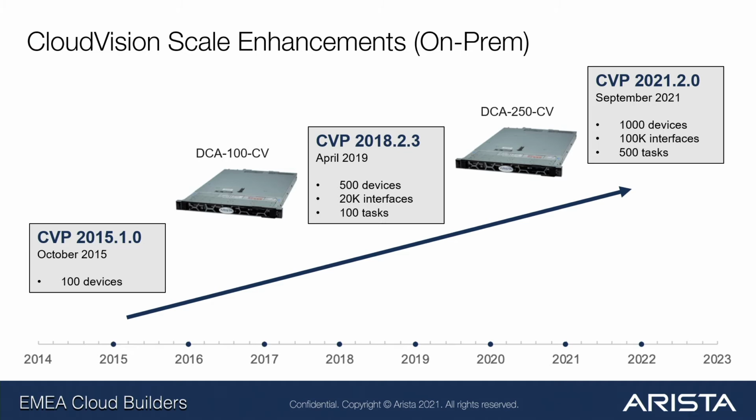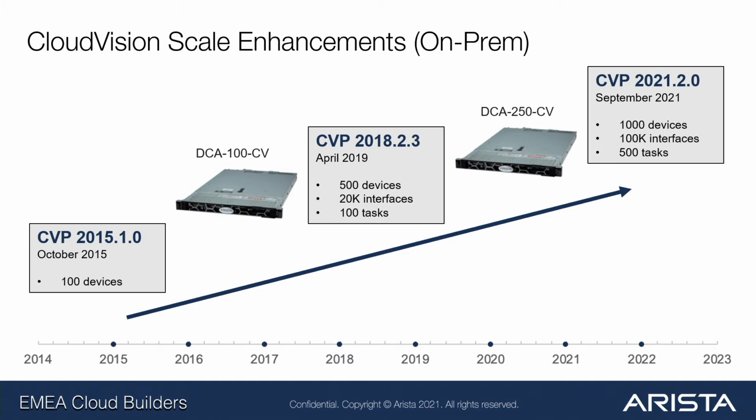The other area enhanced is scale and performance of the CloudVision platform over the various releases. It's interesting to look back. The 2015 release supported 100 EOS devices, and you can see over the subsequent releases we've enhanced the system in various ways. We can now make better use of the underlying resources within CloudVision.